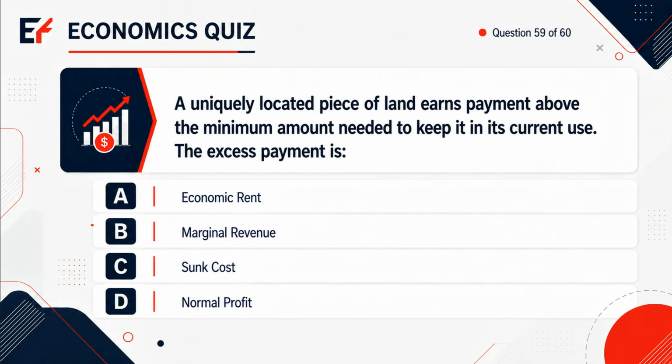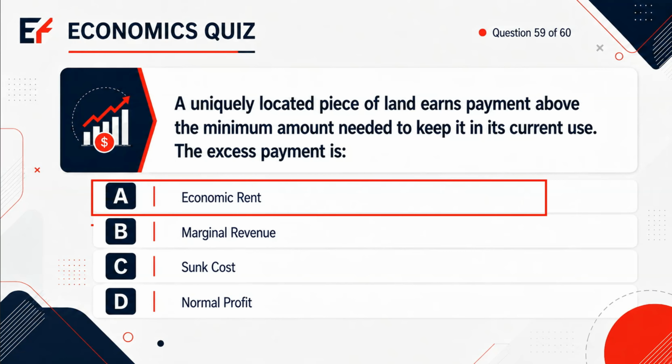Question 59. A uniquely located piece of land earns payment above the minimum amount needed to keep it in its current use. The excess payment is A, economic rent, B, marginal revenue, C, sunk cost, D, normal profit. The correct answer is A.